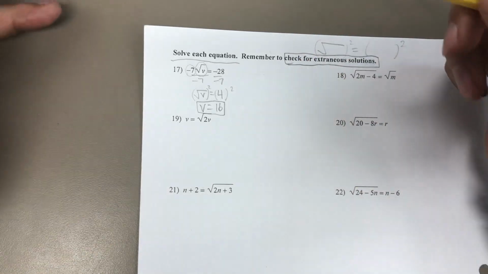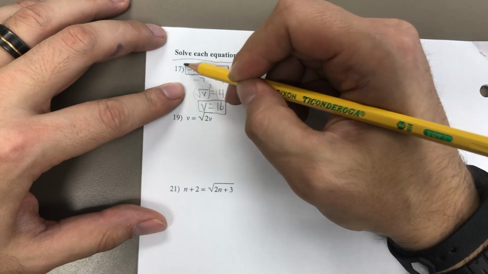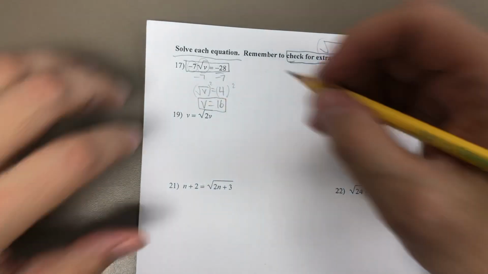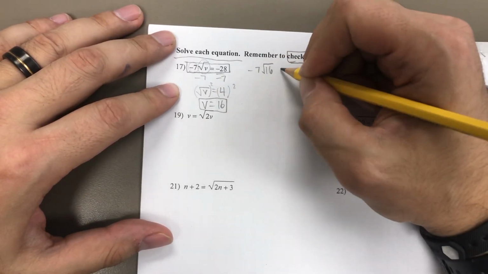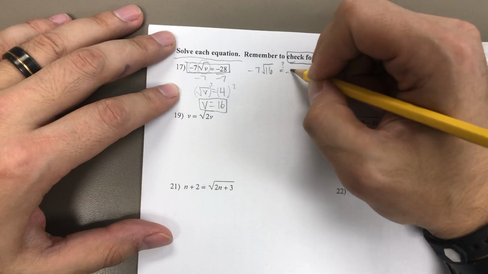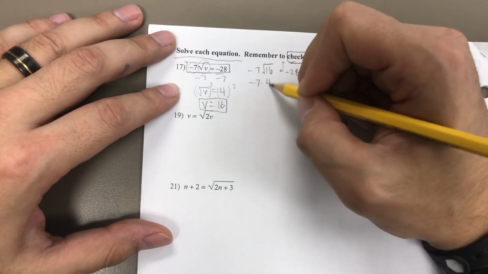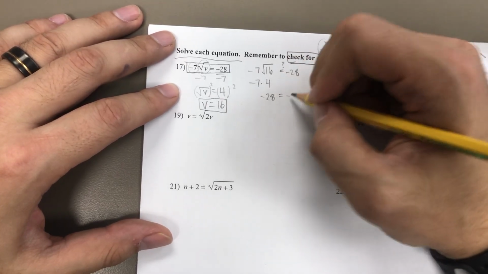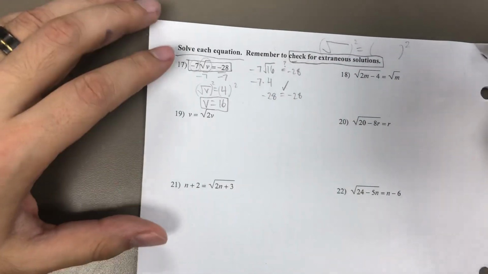So what you want to do for that is take your original expression and plug in 16 for v. So we get -7 times the square root of 16. And we have to see if that's equal to -28. So we have -7 times the square root of 16 is 4, and the -7 times 4 is -28. So since these two values are equal, then this checks out, and it's not an extraneous solution.